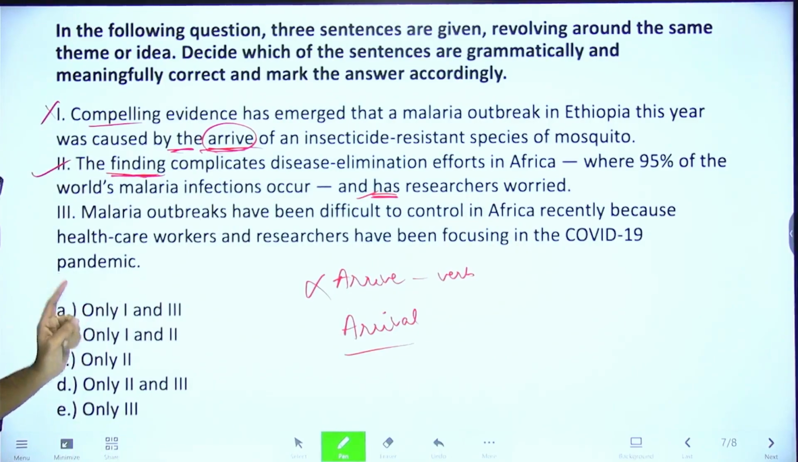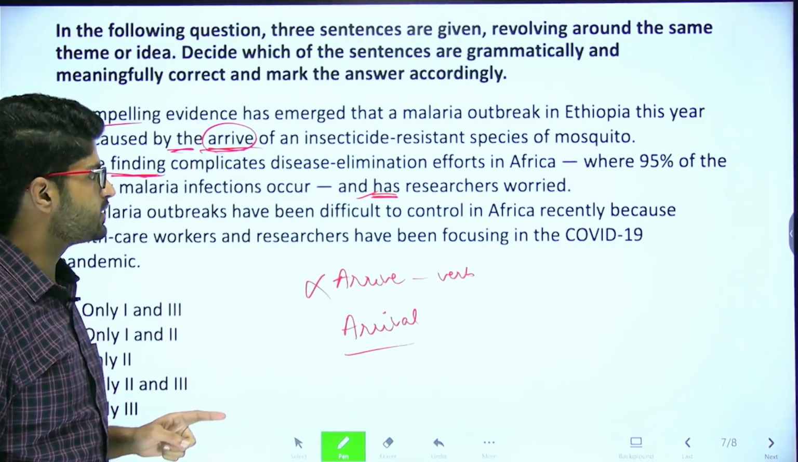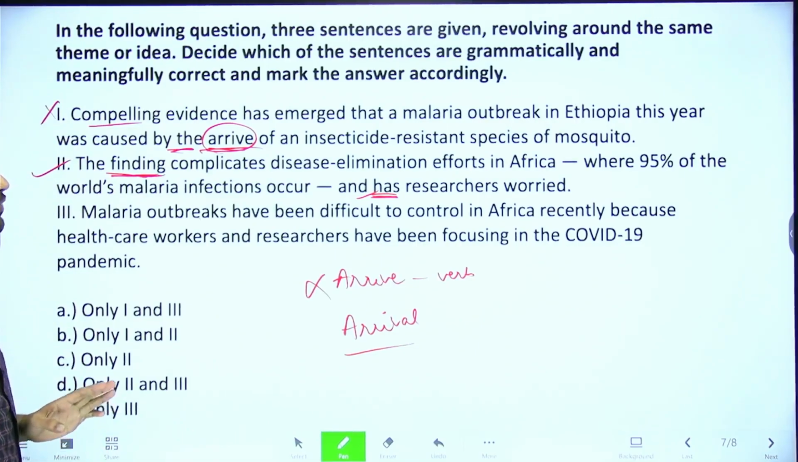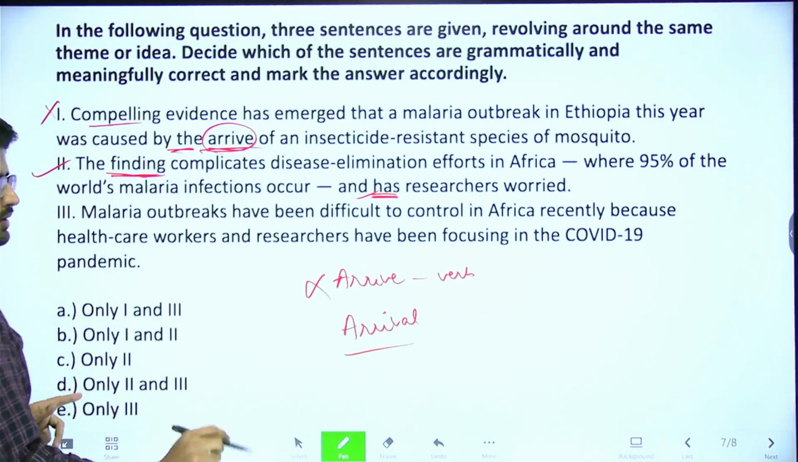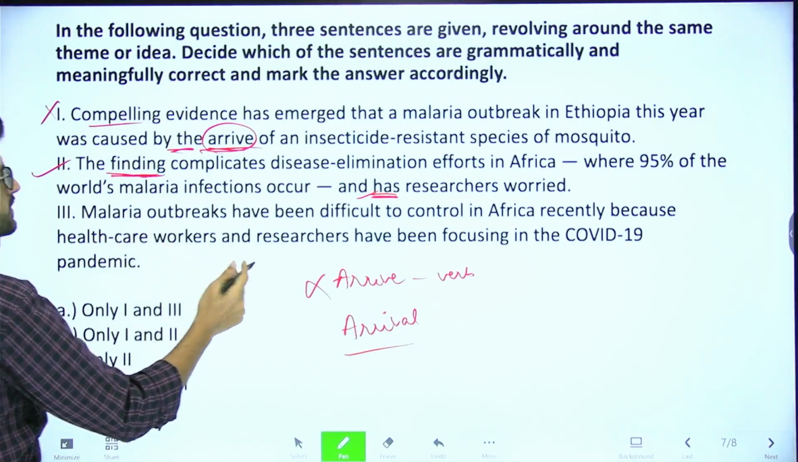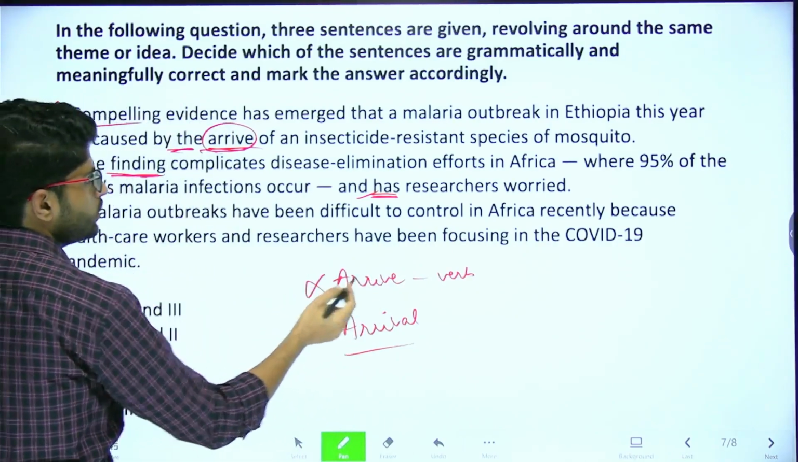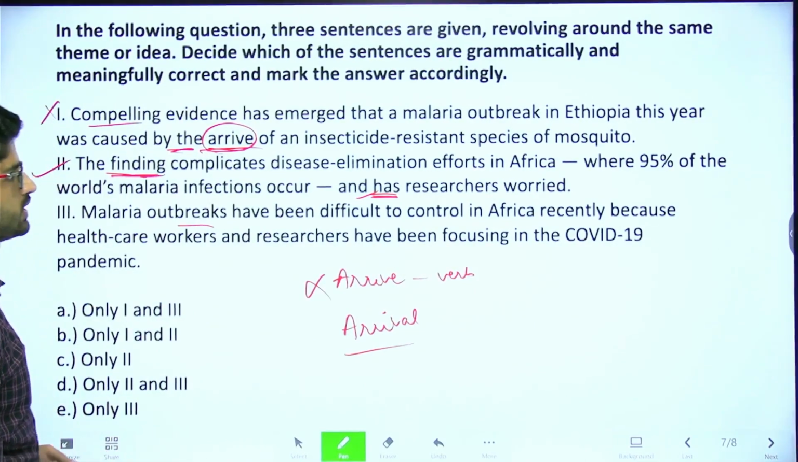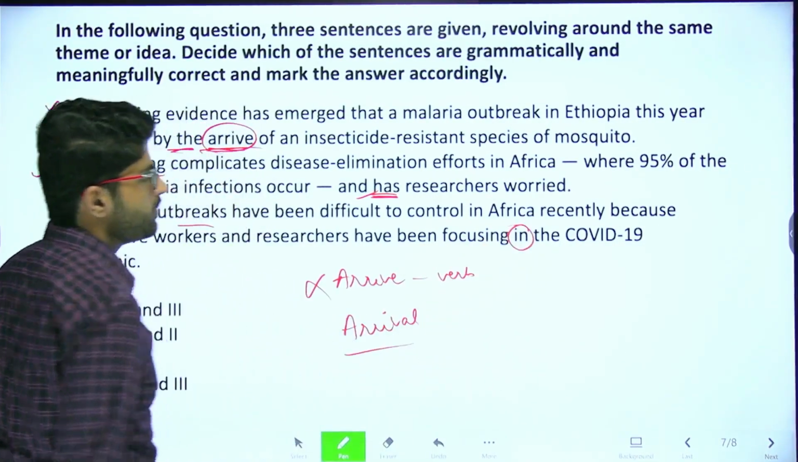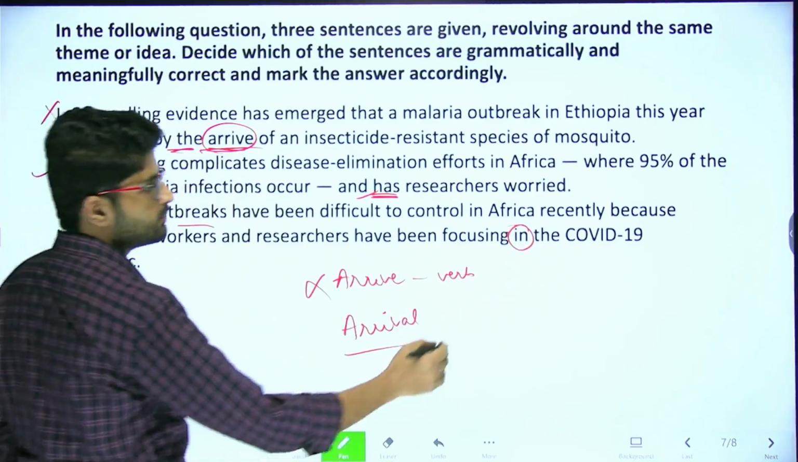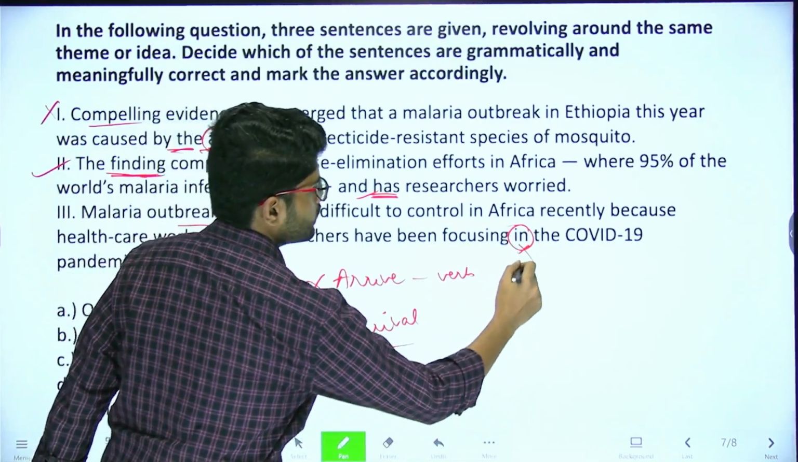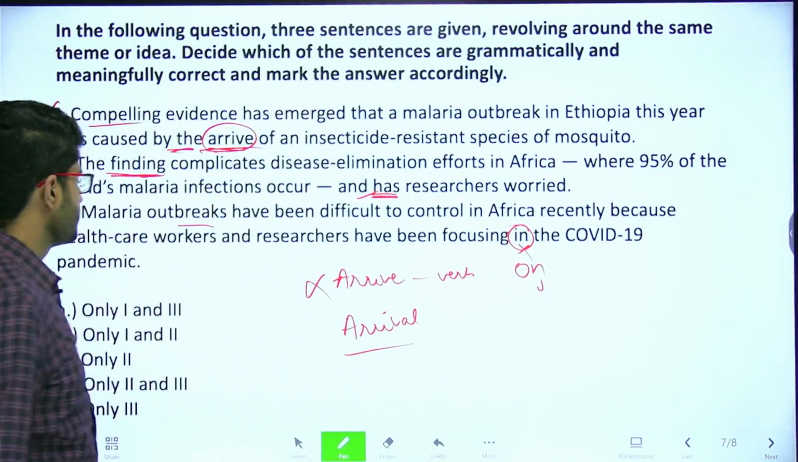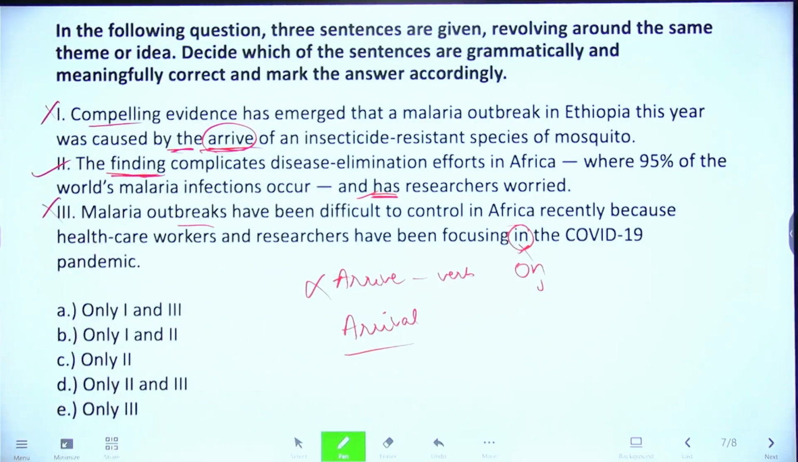The third sentence says malaria outbreaks have been difficult to control in Africa recently because healthcare workers and researchers have been focusing in the COVID-19 pandemic. I guess ये शायद पता चल गया होगा सबको. Malaria outbreaks have been difficult to control in Africa. क्यों मुश्किल हुई उन outbreaks को control करने में? Because healthcare workers and researchers have been focusing in, यहाँ पर क्या होना चाहिए? Focusing on. We always focus on something, we don't focus in something. So it should be focusing on the COVID-19 pandemic. So 3 is incorrect. It should be only 2. So C is the right answer.